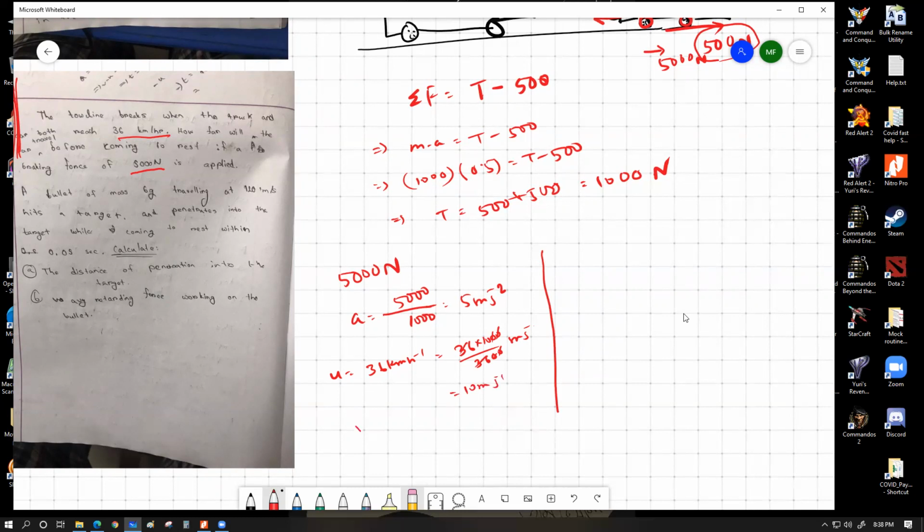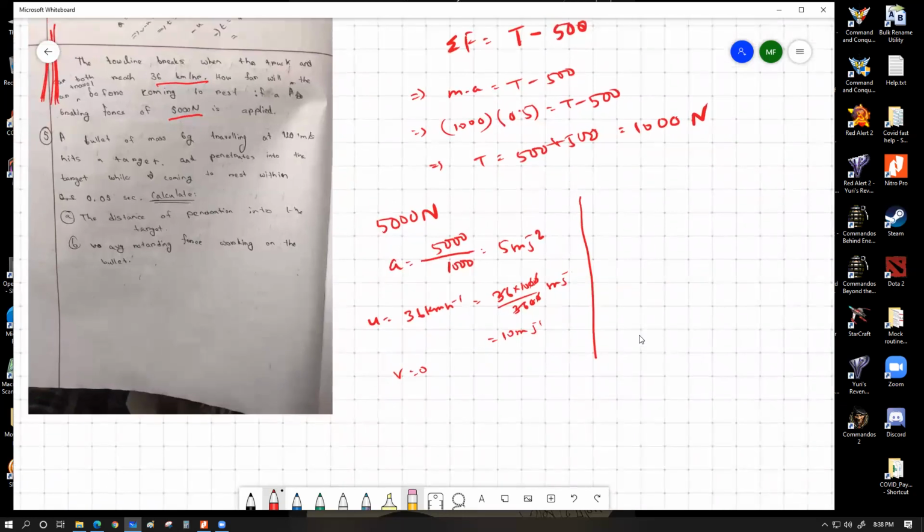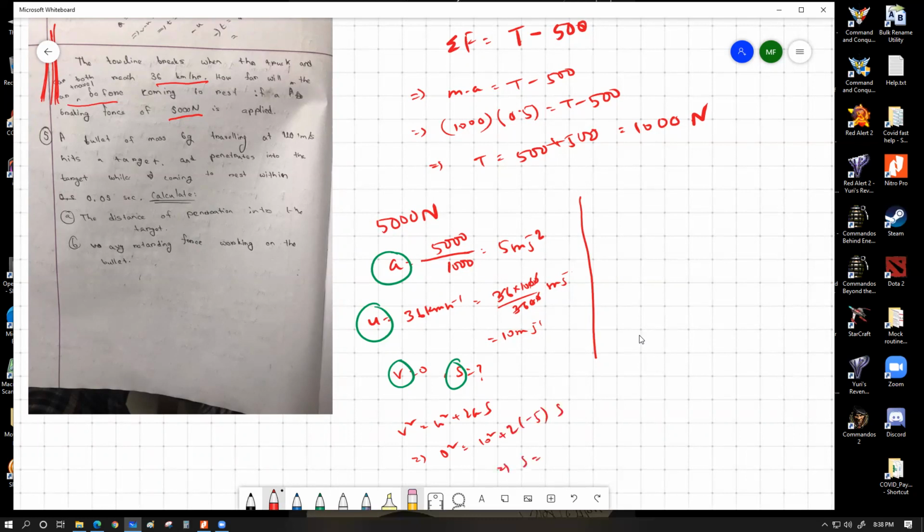In that case, obviously the final velocity before it comes to rest should be 0. And we are asked to calculate how far it should travel before coming to rest, so we are asked to calculate the displacement. If you have a good look at the equations, we have acceleration A, initial velocity U, final velocity V, and we are trying to find S. These four variables are found within equation number 4. So V square equals U square plus twice AS. If we replace all the numbers, 0 square equals 10 square plus 2 into minus 5 into S, which gives us 10 meter. That's one way to go for it.